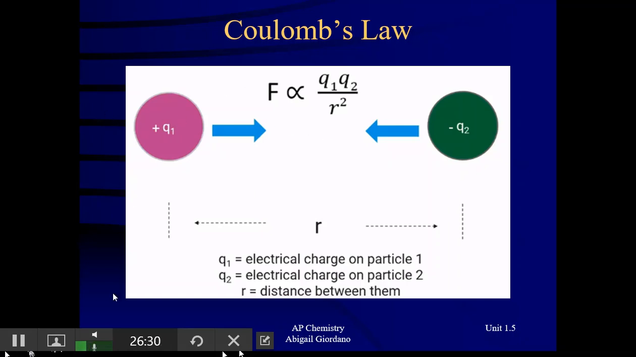I stole this image from another teacher. Theft is a crime. Oh well. But this is Coulomb's law. This little symbol just means proportional.